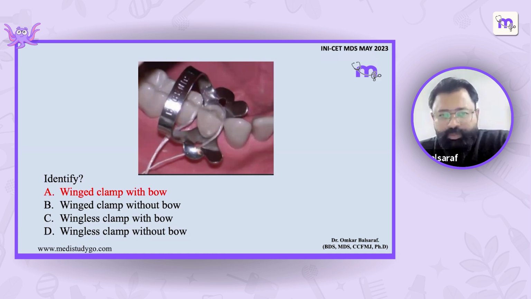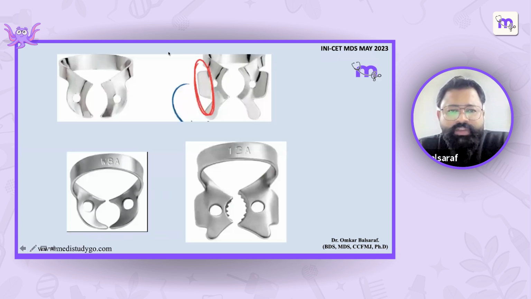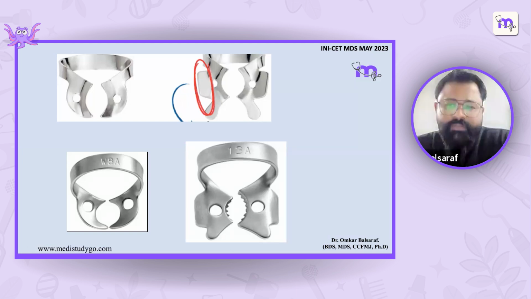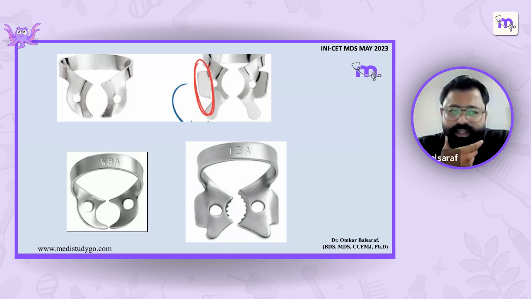It is a winged clamp with bow. You can see this is a bow, okay, and you have these wings for the clamp. So just for your understanding, I have given here, see, these are the winged clamps. These are the wingless clamps. There is no wing here extra. So these wings are basically for prevention of the slippage of your rubber dam material, or the latex material that you are using as a sheet here. Whereas here you can see the winged clamp for extra retention of that particular rubber dam sheet.